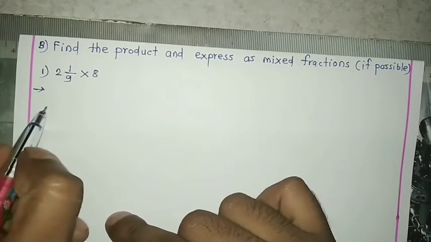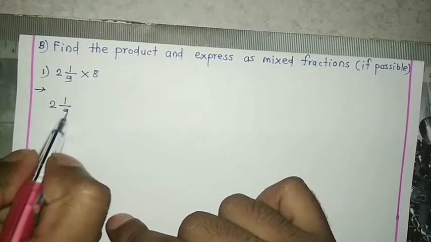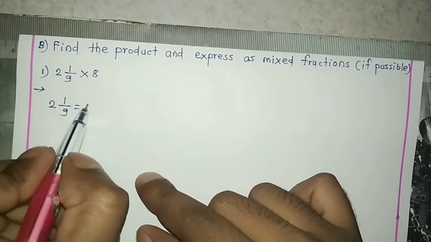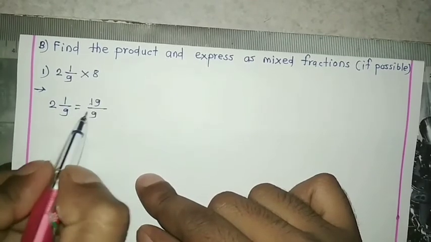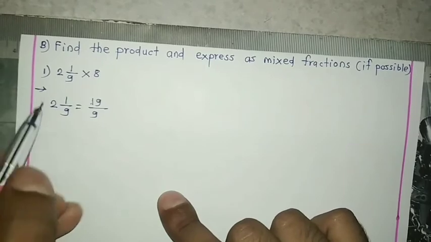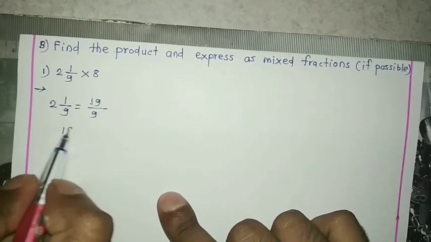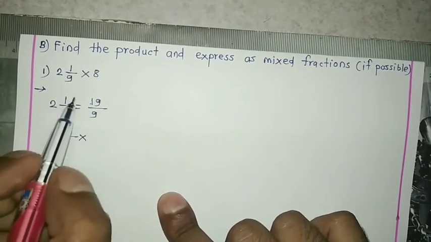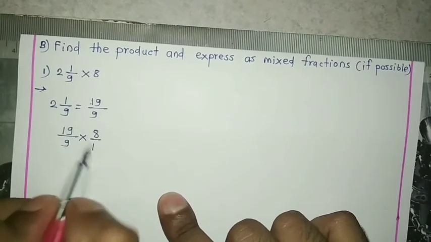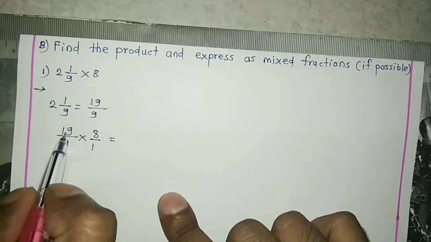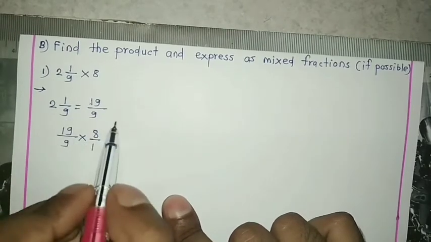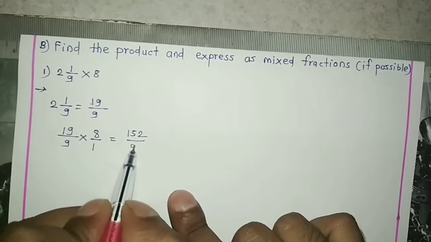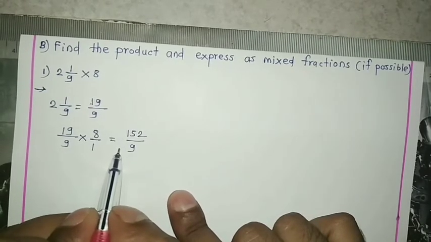So I convert this 2 1 by 9. It means 2 into 9, 18, 18 plus 1, 19. So 19 divided by 9. So we have to find the product, means 19 divided by 9 into this. Here is an 8, but there is no denominator, so the denominator is 1. So 8 divided by 1. So we multiply this 19 into 8. So 19 into 8 is 152, and 9 into 1, 9. So your answer is 152 divided by 9.